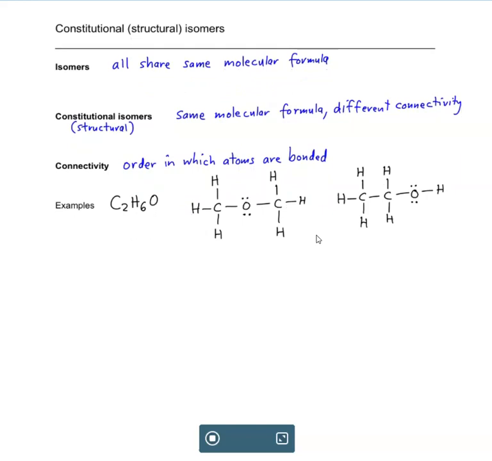But notice that the order in which the atoms are bonded is different in each case. So in the left case, the order of bonding is COC, but in the right case, it's CCO. So these are entirely different molecules. They have different physical properties. They have different names, but they have the same molecular formula. So they are constitutional isomers of one another.